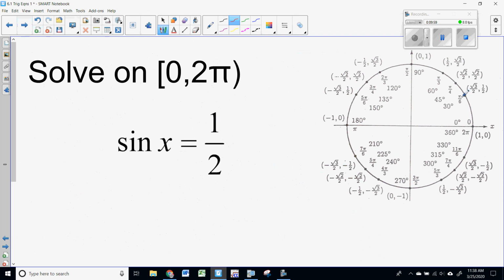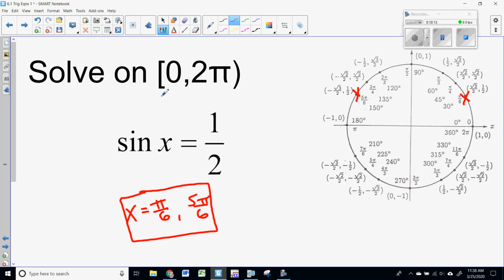If we say sine of x is 1/2, it's still the same two places on our unit circle. It just changes our answers to pi over 6 and 5 pi over 6. So as you look at the homework, sometimes it will say solve on 0 to 2 pi. Sometimes it will say solve on 0 to 360.